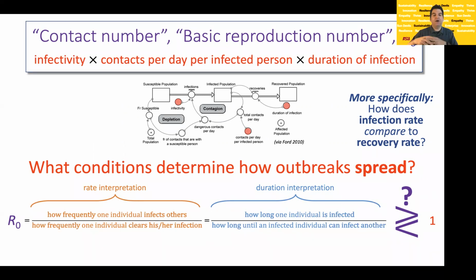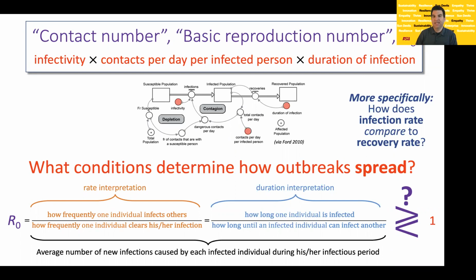Another way to view it is how long one person is infected divided by how long until an infected individual can infect another. So in both of these interpretations, you want this number to be less than 1. That tells you that the clearance process is going to be dominating versus the infection process. Now, those things are kind of a mouthful.